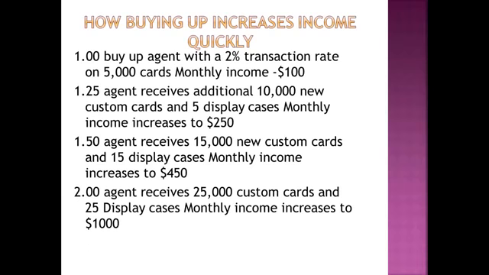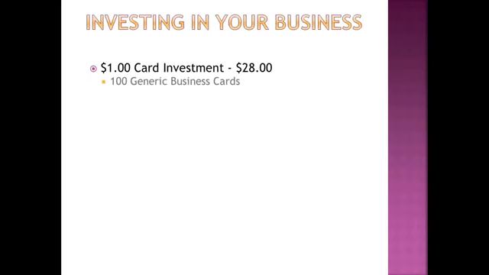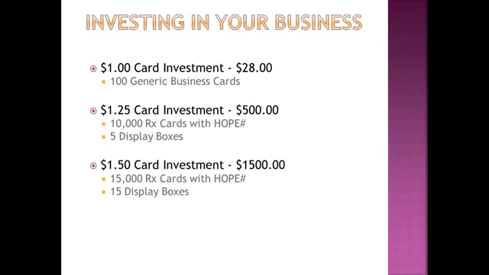At $2, you get 25,000 cards. 25 display cases, your monthly income just on 2% of those being transactions. Again, that number is extremely low, which I just showed you with those 3 agents there. You're making $1,000 right out of the gates, okay? Dollar card, there's an investment of $28. Most of you have already got that, okay? $1.25 for $500, that's what you get. That gets you the $1.25 contract, the 10,000 cards, and the 5 display boxes. Okay, you automatically start at $1.25 right out of the gates.